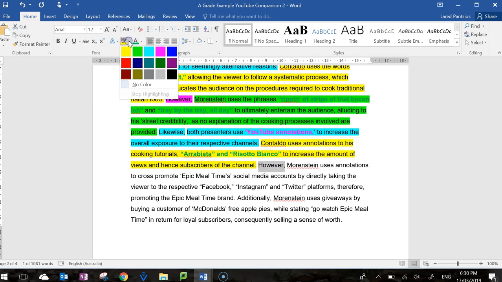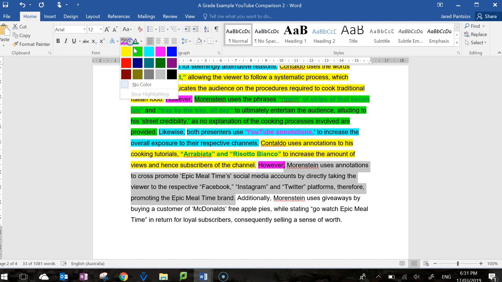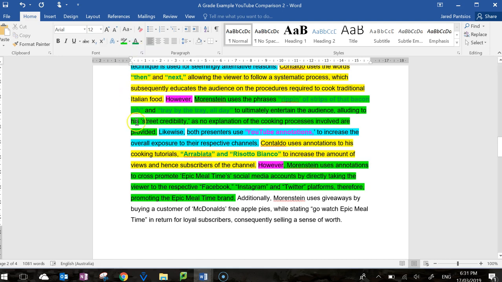We then have the however, and then Morrison used the annotations to cross-promote Epic Mealtime's social media accounts by directly taking the viewer to the respective Facebook, Instagram, and Twitter platforms, therefore promoting Epic Mealtime and brand. I like that as an example. I do know that they could shorten this by not necessarily saying using annotations, but directly reference various social media platforms. You don't need to mention all of them. You could say one or two.